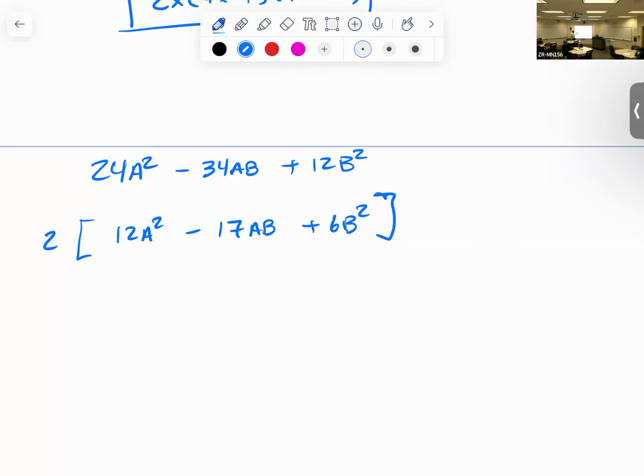But then I double check, okay, 12, 17, and 6, do they have anything else in common? No, why not? Because there's an awesome number in here. 17, it's what kind of number? Prime. All right, so that one's prime. A squared, AB, and B squared. Do they have any terms in common? No, right? Because this is A times A times B, B times B. All right, so this one doesn't have any B's, this one doesn't have any A's.